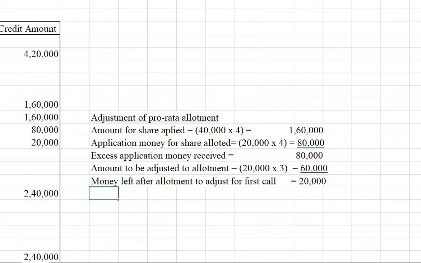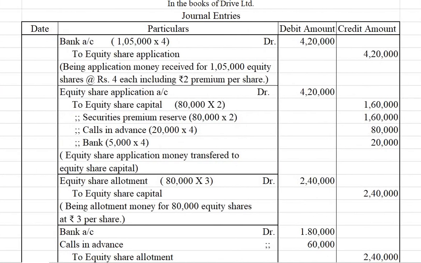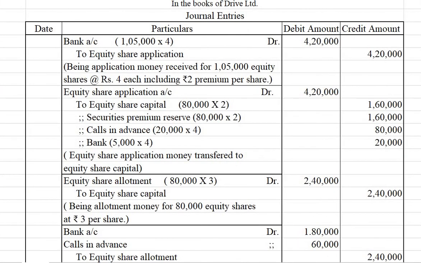Understood? That is the difference between transferring amount into allotment and first call. In the case of allotment, excess money was more than the amount needed for allotment, so what is needed for allotment is transferred. Here in this case, excess money is less than what is needed for first call, so all the excess money can be transferred to share first call. Okay, so we will write the journal entry here.